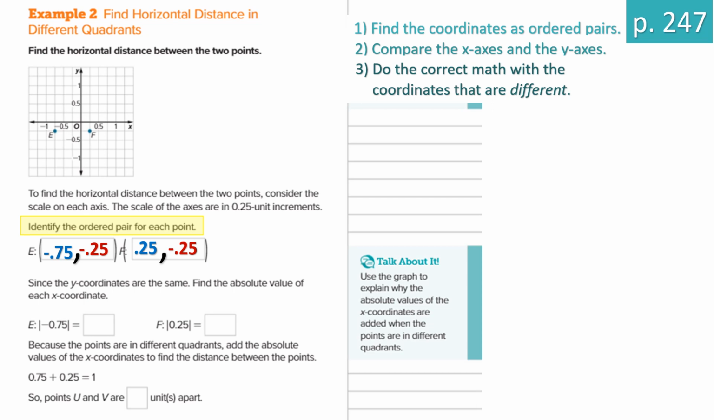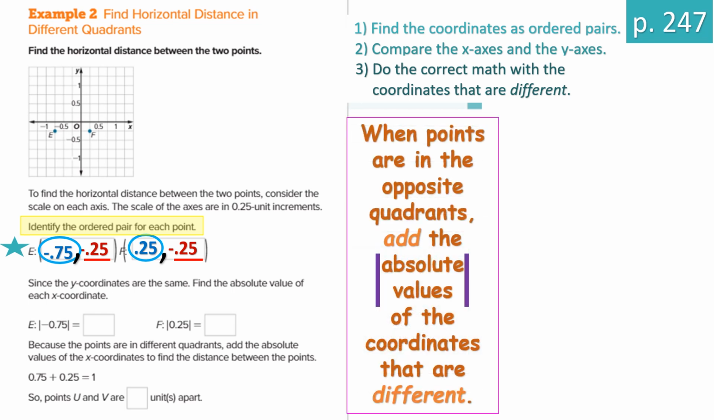Then I compare. Do I have the x-axes that are the same or the y-axes that are the same? Well, once again, in this situation, we have the y-axes that are the same, so I'm going to ignore them, and I'm going to just keep it. I focus in on my x-axes. Those are different, and notice they are opposites of one another. Therefore, they're in different quadrants. And therefore, I'm going to find their absolute values and do what? I'm going to add them.